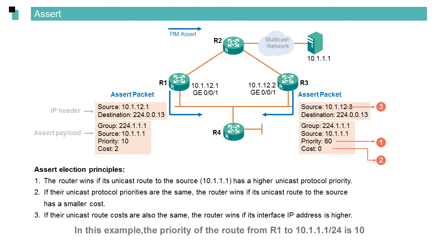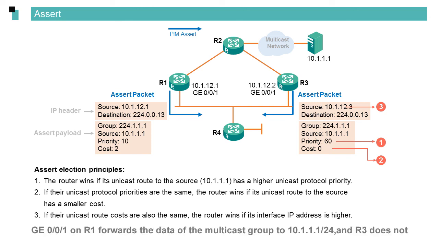In this example, the priority of the route from R1 to 10.1.1.1/24 is 10, which is a higher priority than the route of R3. Therefore, R1 is elected as the forwarding router.